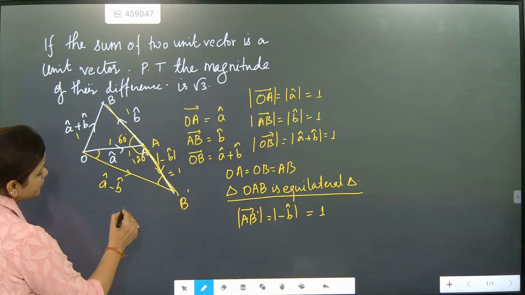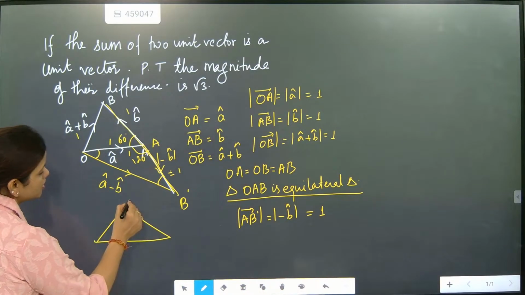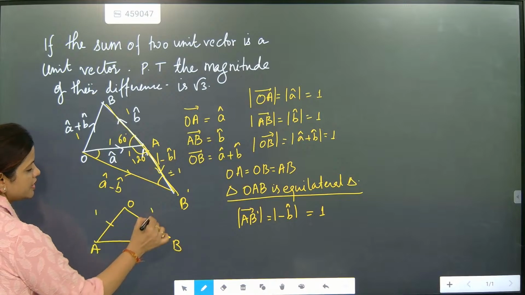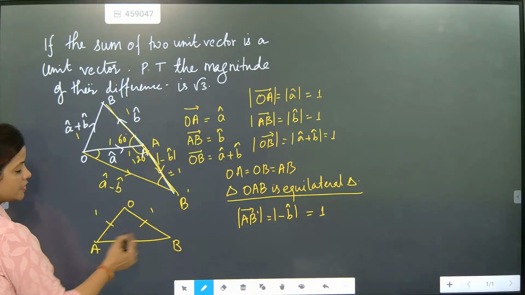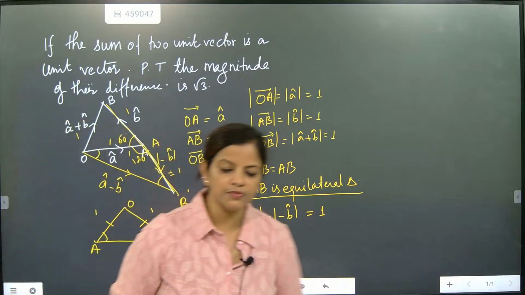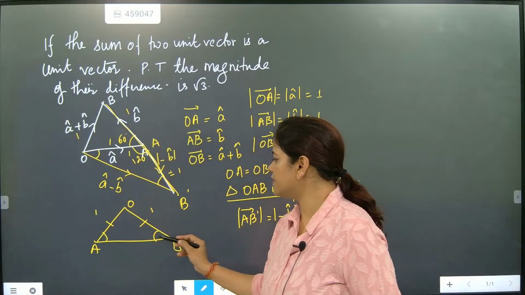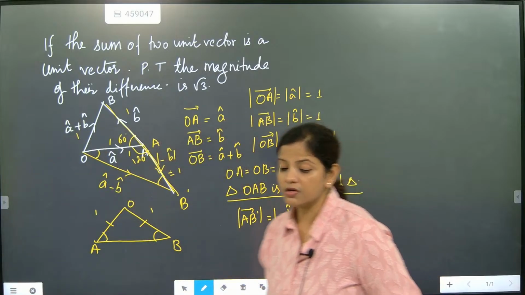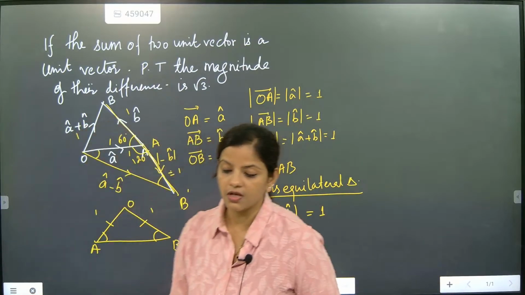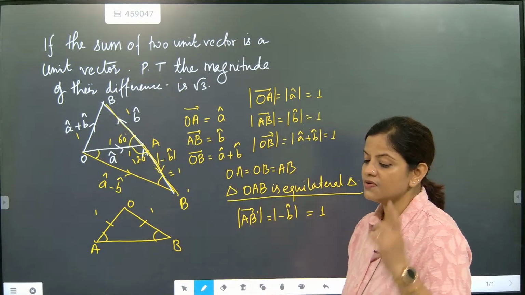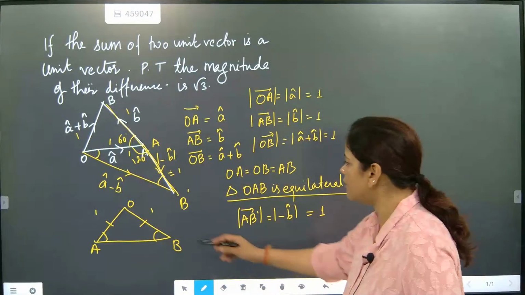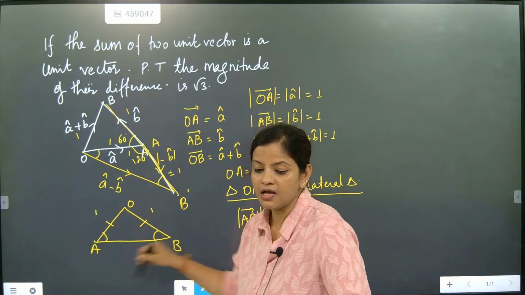In property of triangle, OAB is written. If this side is 1, this side is 1. That means sides are equal. So we know that this angle will be equal to this angle. This is the most important part. Why? Because angles opposite to equal sides of a triangle are equal. That's the most important thing.